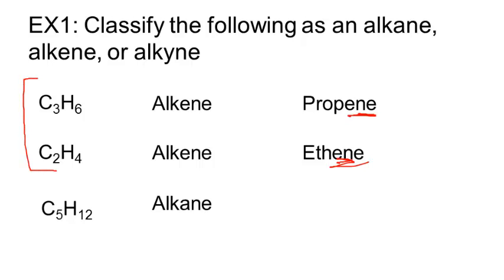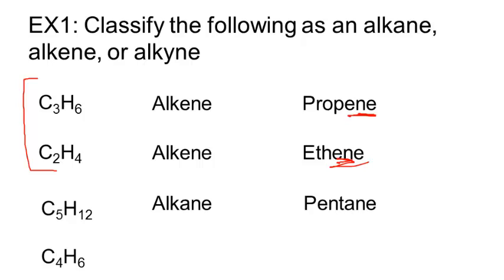Anytime you have a double or a triple bond, it's saturated because more hydrogen atoms could be attached to that. So that's an alkane. So what would be the specific name for this alkane? Hopefully you remembered 5 carbons has the shape of a pentagon, so we call that pentane.